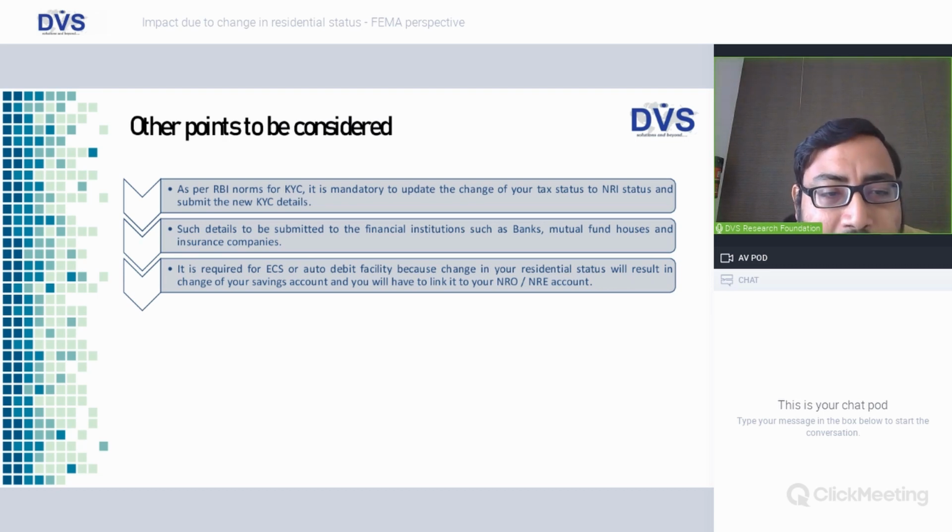In the same way, it is required for ECS or auto debit facility, because a change in your residential status will result in a change of your savings account, and you will have to link it to your NRO account. Once the residential status changes from resident to non-resident, you are supposed to ensure that the account in which the ECS is getting debited is relinked to the new NRO account, because all the existing accounts will be categorized as either NRO or NRE accounts. So you need to ensure that upon changing your resident status, you also complete all the formalities for giving standing instruction for ECS to the new NRO account.